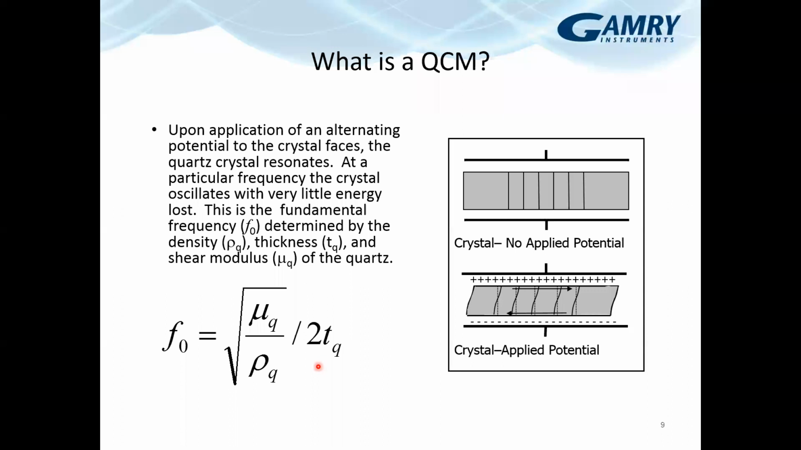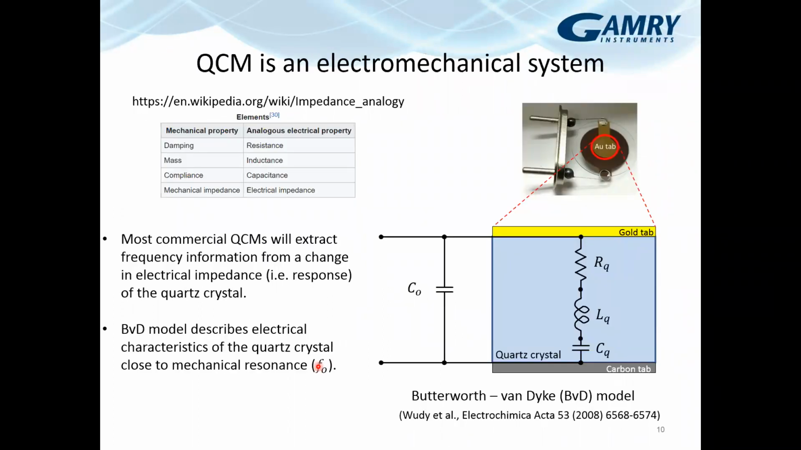And so how does this happen? You can think of QCM as an electromechanical system. I put this link here for Wikipedia. I think it's an interesting read, and it applies to a lot of different physical systems. But you can take the same crystal, this mass sensor, and look at a cross-sectional schematic of it, and you can assign what's called the Butterworth-Van Dyke model. And here's a reference if you want to read up on how this is actually applied.